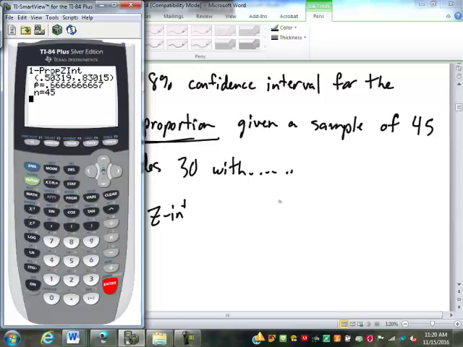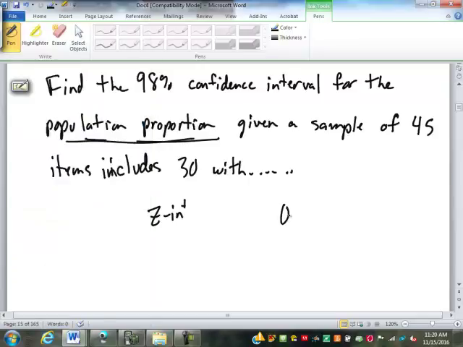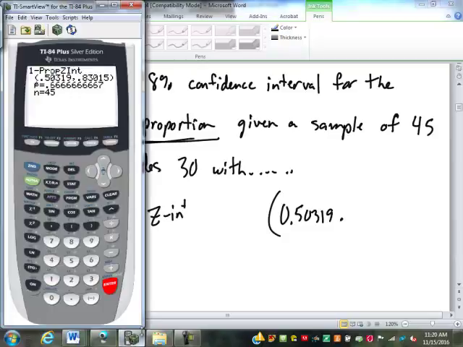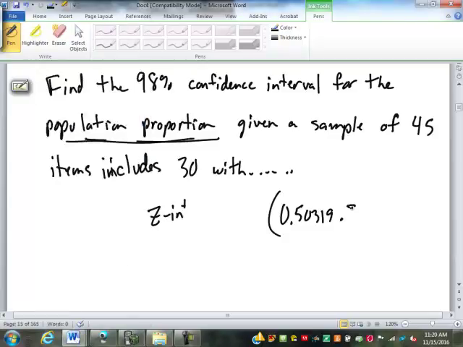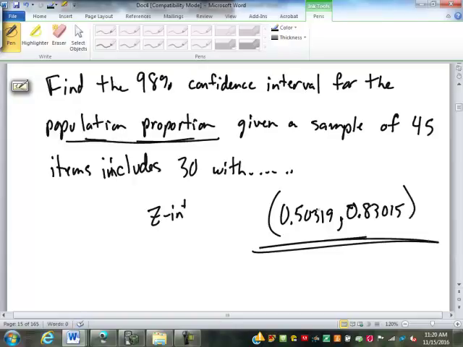So 0.50319 to 0.83015. You might think that's quite a wide range from 50% up to 83%, but for a proportion, a sample of only 45 is kind of a small sample. Normally you take a larger sample than that for a proportion. So that is all of our confidence interval stuff.